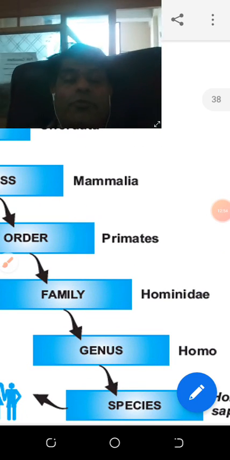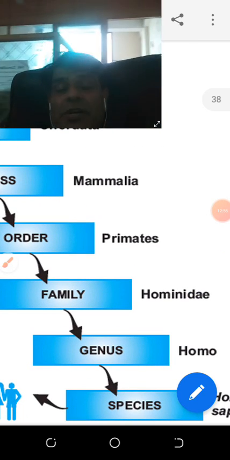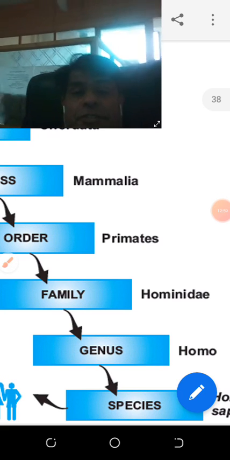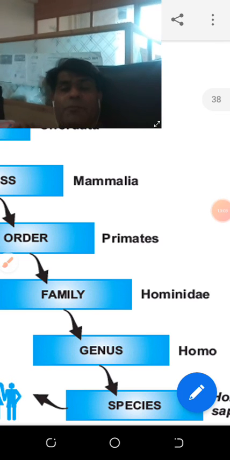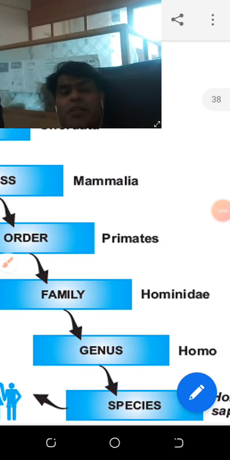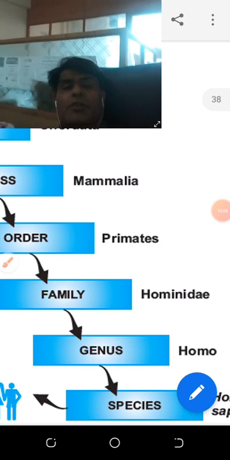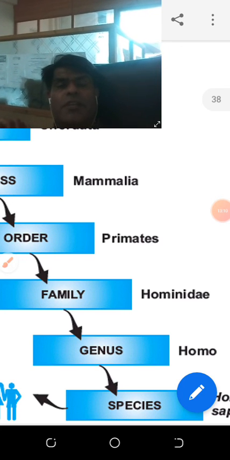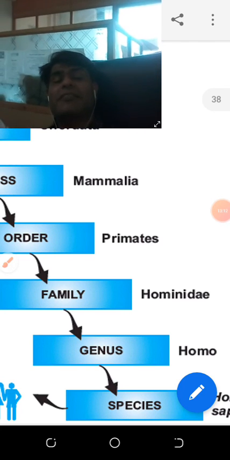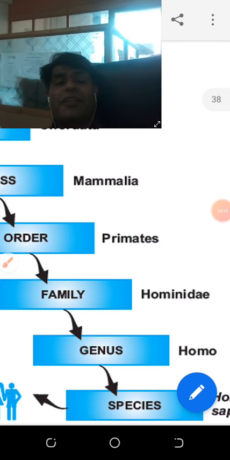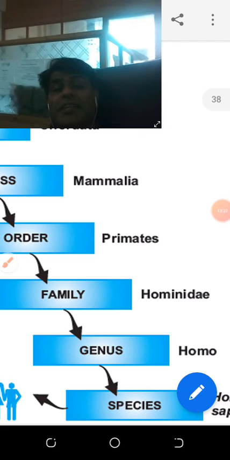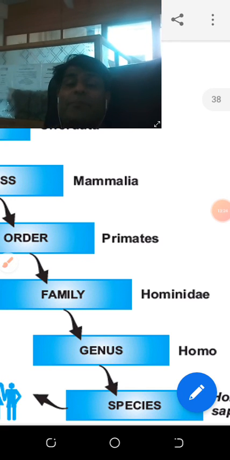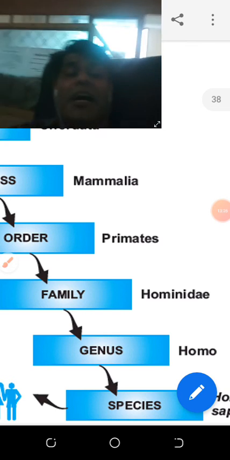Now we go back to the order. What is the order of the human being? Primates. This order, class mammalia, consists of animals which are so developed nervous system wise, because there are some mammals who are very less developed, like duckbill platypus, spiny anteater, some animals in the mammals who are not much developed. So human beings are not in the less developed mammals. We are in a placental mammal, and placental mammals are primates.